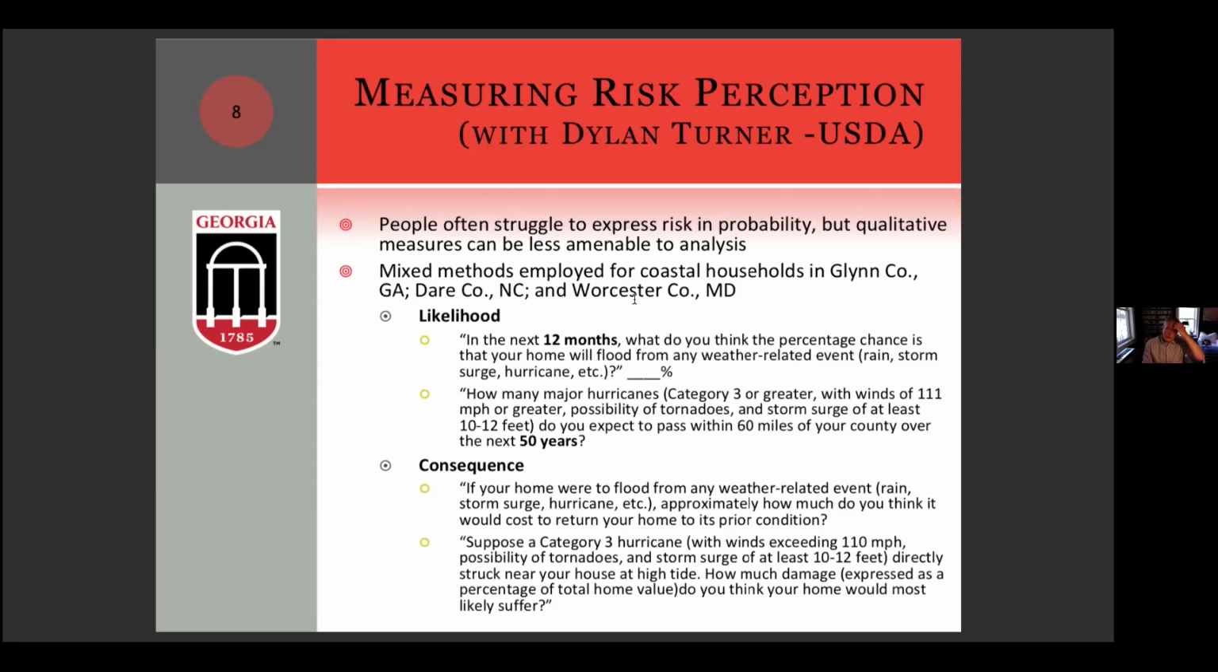The next two questions are on consequence. Again, this is the other part of the equation. So we ask people if their home were flooded, what do they think it would cost to return their home to its prior condition? And then for the hurricane consequence, it's going to be a bit indirect here. We ask how much damage they expect would occur if it was a category 3 and it passed within 60 miles. And we have a sliding scale here from 0% to 100%. And we know their home value, so we can calculate what their perceived damages are.